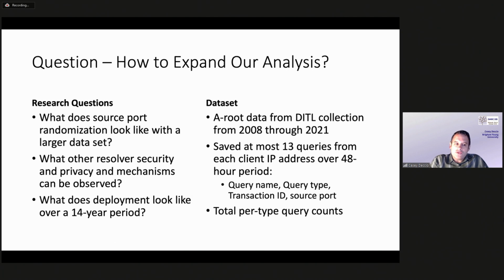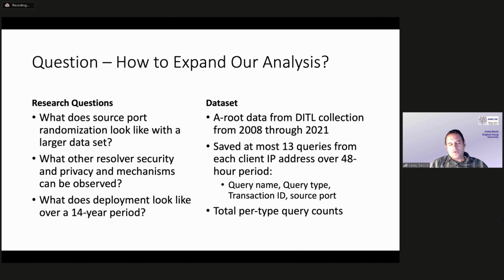And then we also wanted to not just take a snapshot look, but see what things looked like over a 14-year period. And we picked the 14-year period because we went back to 2008, the year of the disclosure of the source port randomization vulnerability that was publicized by Dan Kaminsky. So the data set we selected was A-root data from the DITL collection going from 2008 to 2021.